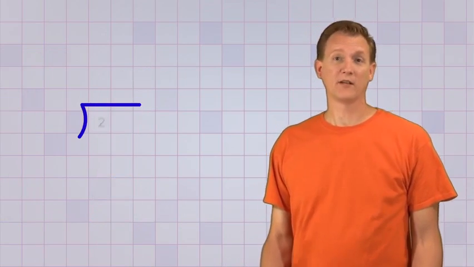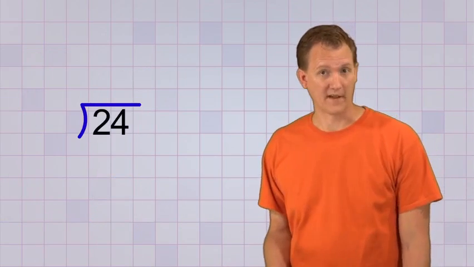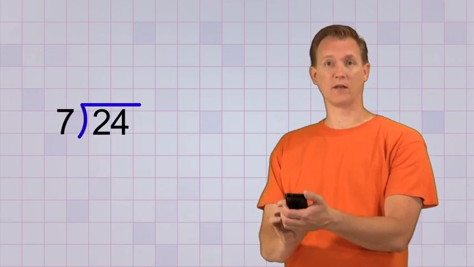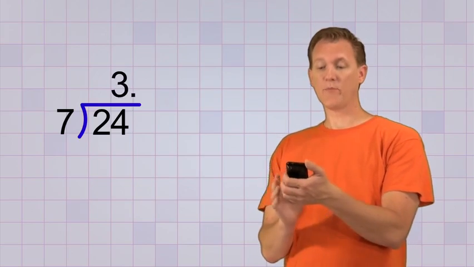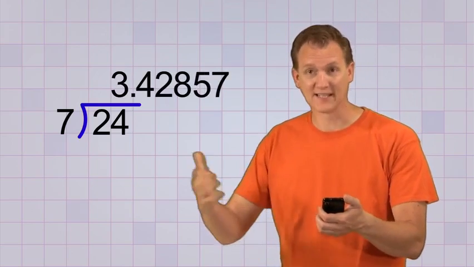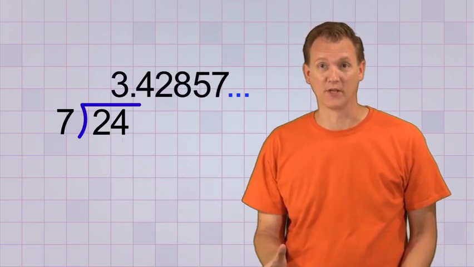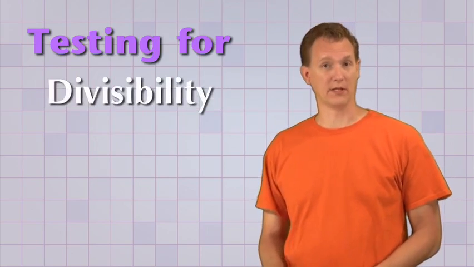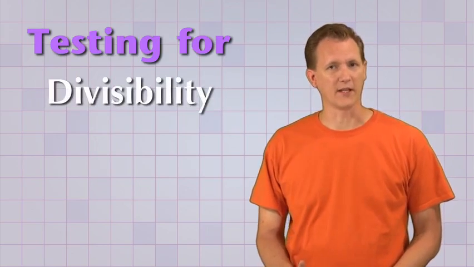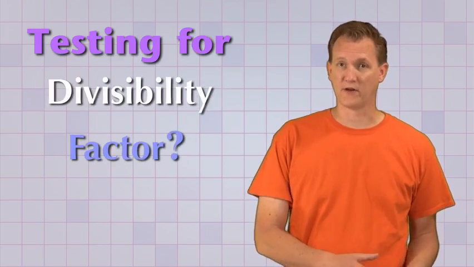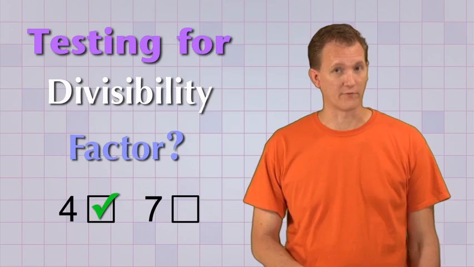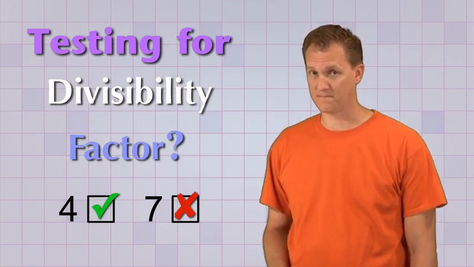But what if we try to divide 24 by a number that isn't one of our factors, like the number 7? If we try 24 divided by 7 on a calculator, we get 3.42857 blah blah blah, a long decimal number. That didn't divide in evenly because there's a big remainder. What we just did is called testing for divisibility. Testing for divisibility is a way to find out if a number is a factor of another number. With the test we just did, we confirmed that 4 is a factor of 24, but 7 is not.